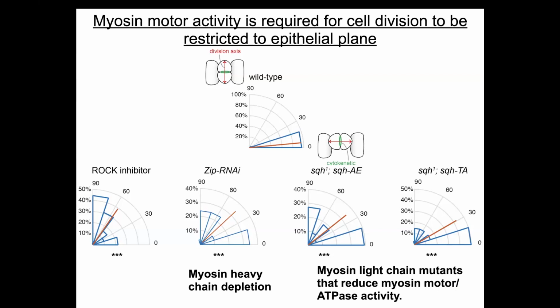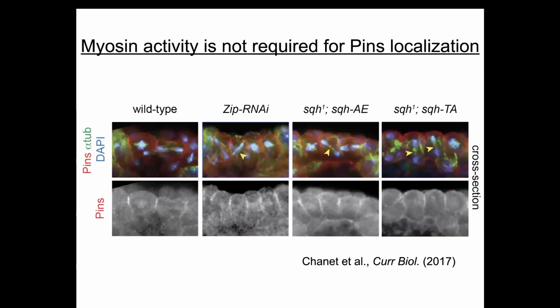So myosin's required for this. The first thing we tested is, does this affect Pins localization? Here, Pins is stained in red, and you can see it localizes to the lateral sides of the cell. That's thought to be why the spindle rotates into plane. And you can see in each of these mutants, you still have that lateral Pins. So it doesn't look like myosin is required for the cue to be present, but that there's some other issue that's involved.